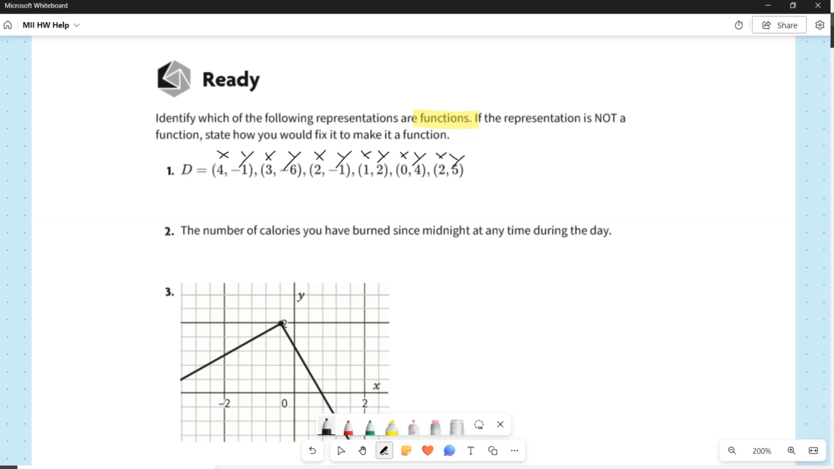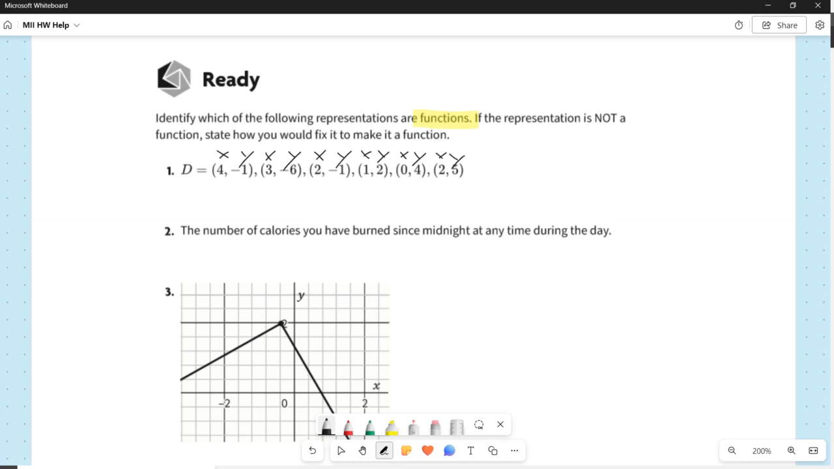Now, in order for a relationship to be a function, it means that for any given input, we can have at most one output. In other words, when we plug in a number, we should be able to predict with 100% certainty what the output is going to be every single time, and that output should not change.